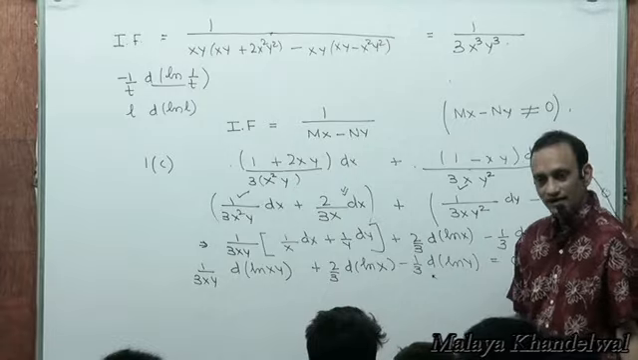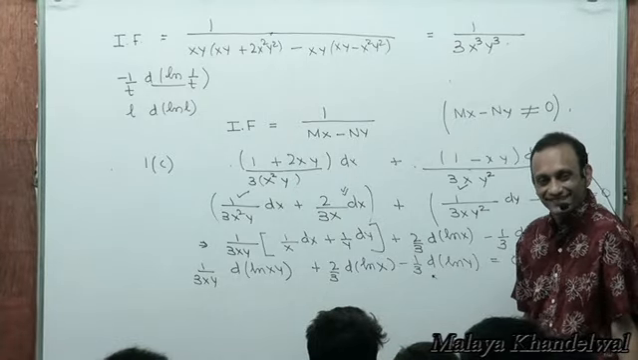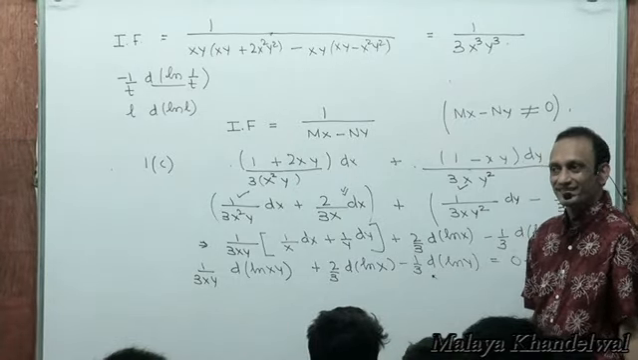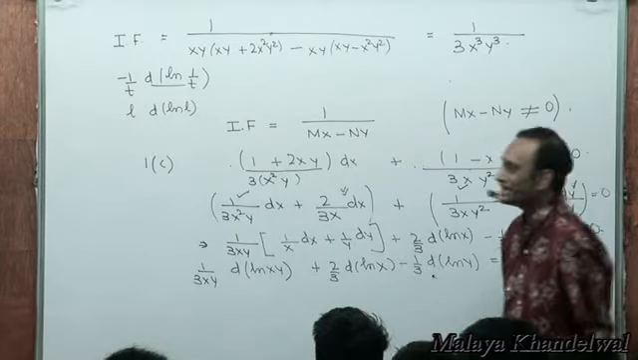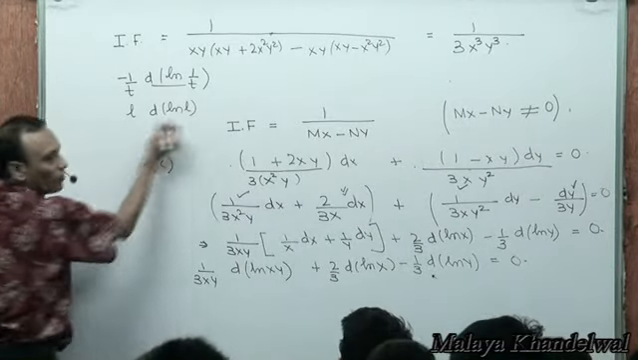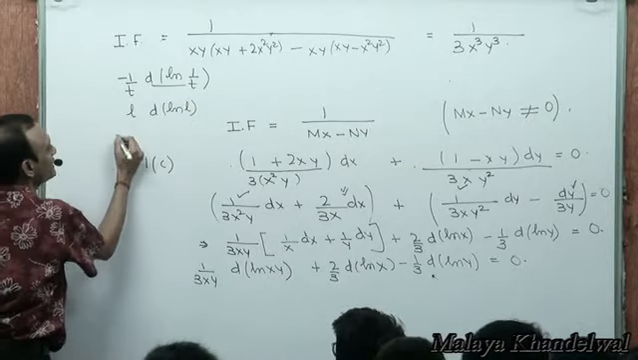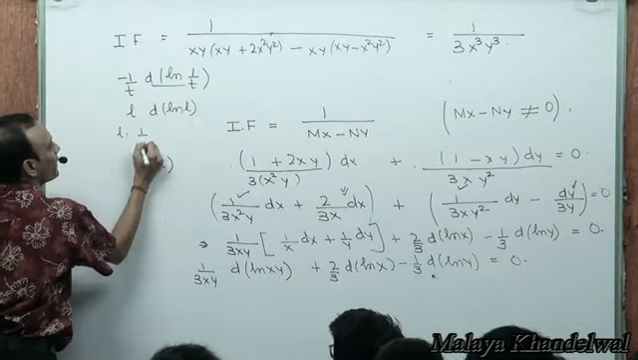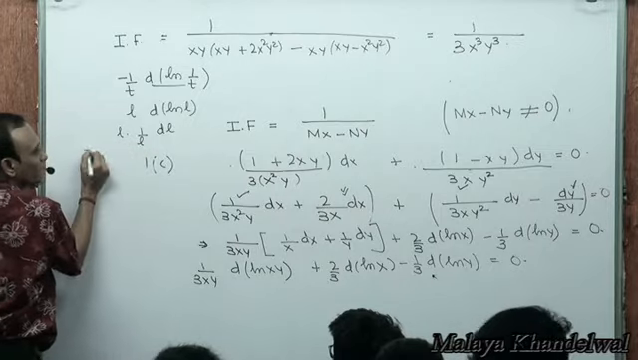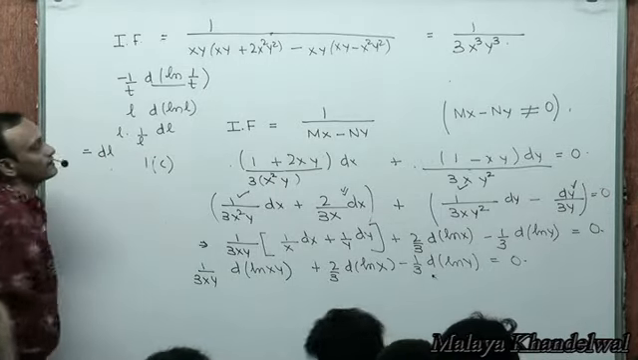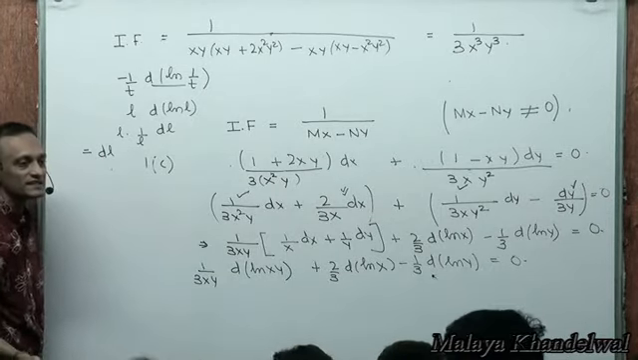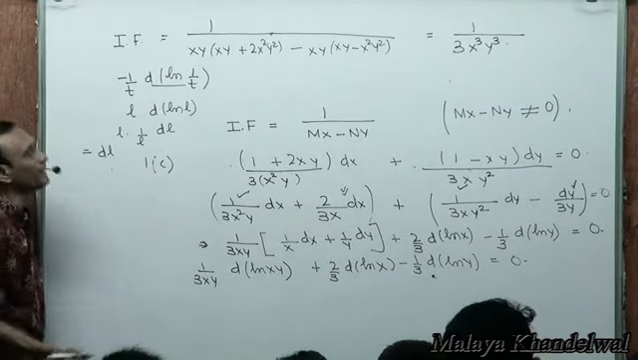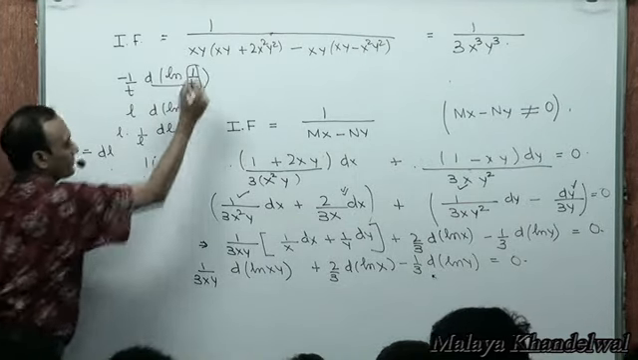DL. It's going to be DL, isn't it? D of log L is 1 by L DL, isn't it? So what is that going to be? Simply DL, isn't it? Where L is what? 1 by T. L is 1 by T, isn't it?